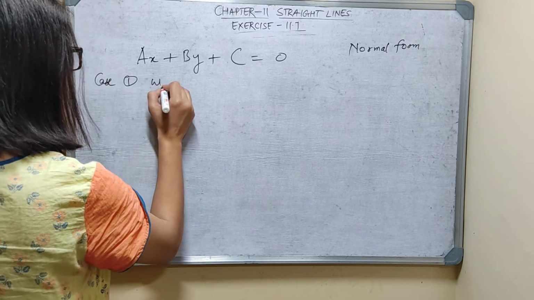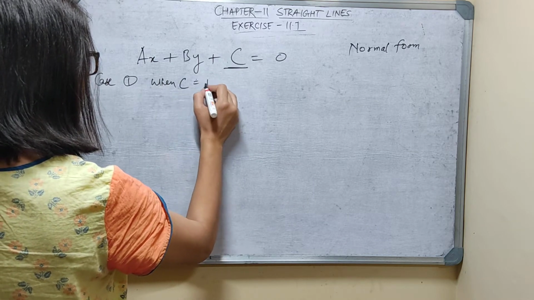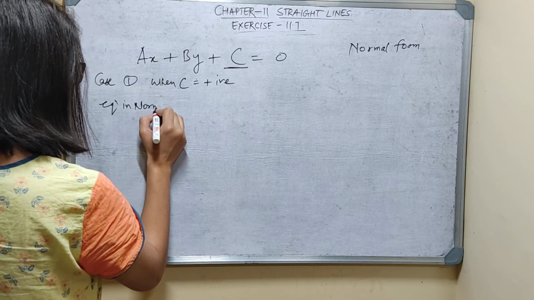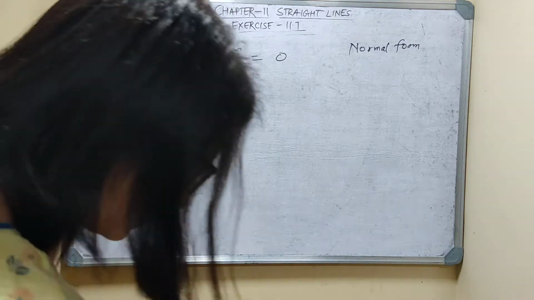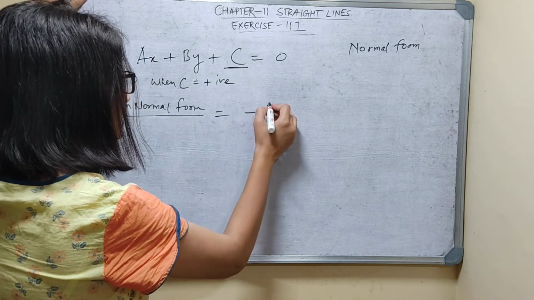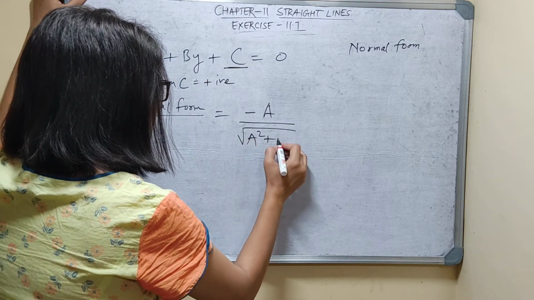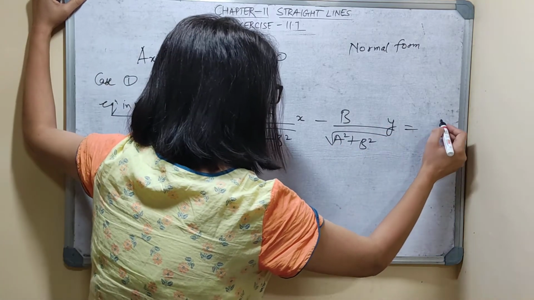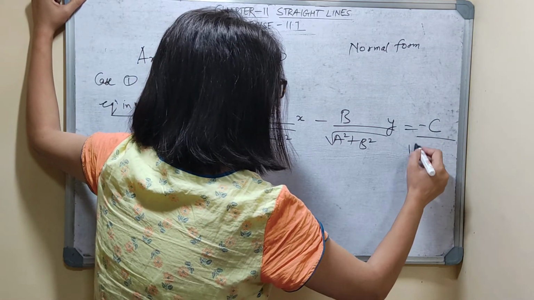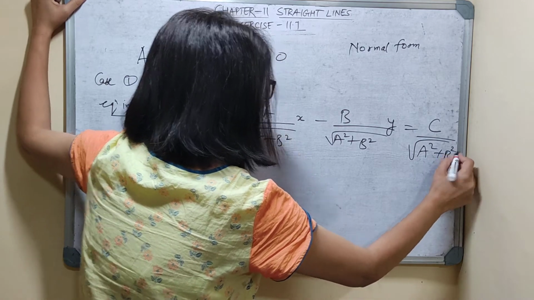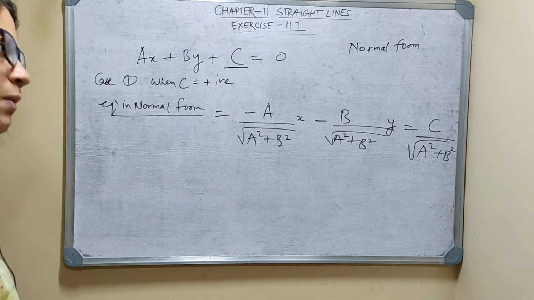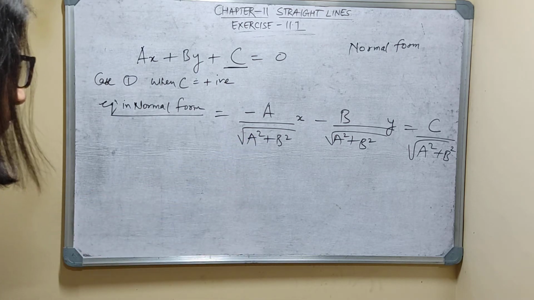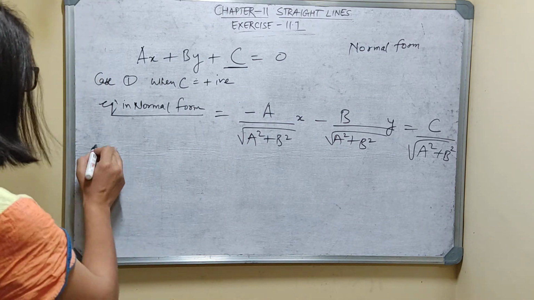Case number 1: when c is positive. When c is positive, you will write the equation in normal form as minus a upon root of a square plus b square into x, minus b upon root of a square plus b square into y, is equal to c upon root of a square plus b square.